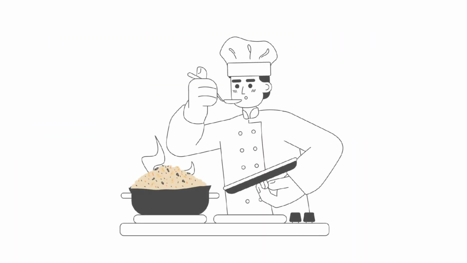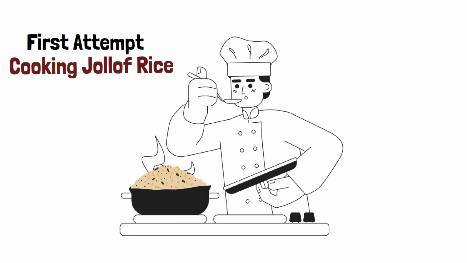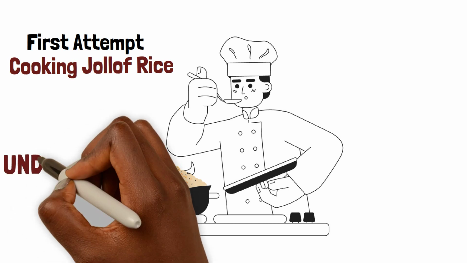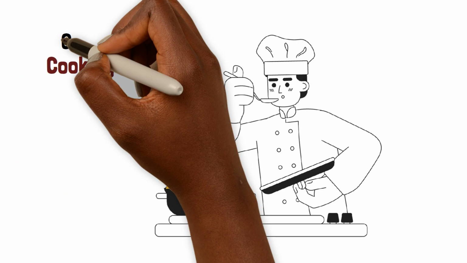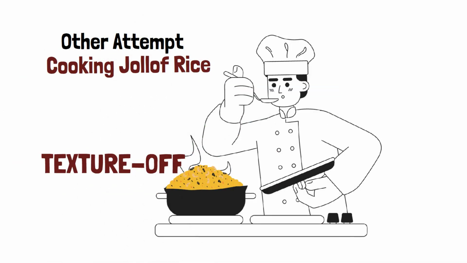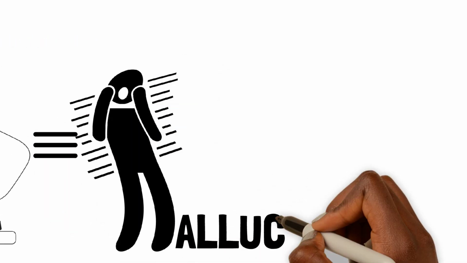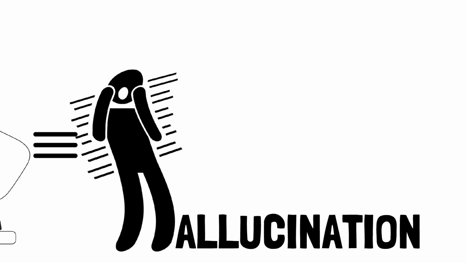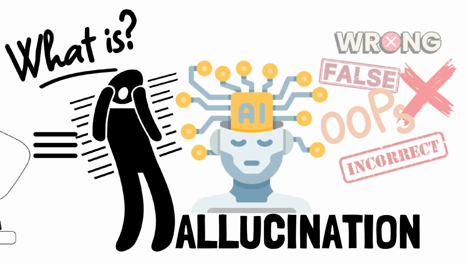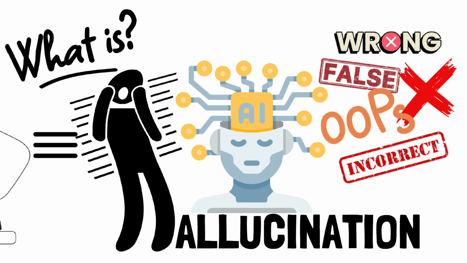I have to admit, when I first started cooking jollof rice, my early attempts were not always successful. Sometimes my jollof rice was undercooked, and other times the texture was a bit off. In the world of AI, we call all these unexpected outcomes hallucination. Hallucination is when an AI system gives wrong, false, and incorrect answers that don't quite make sense.